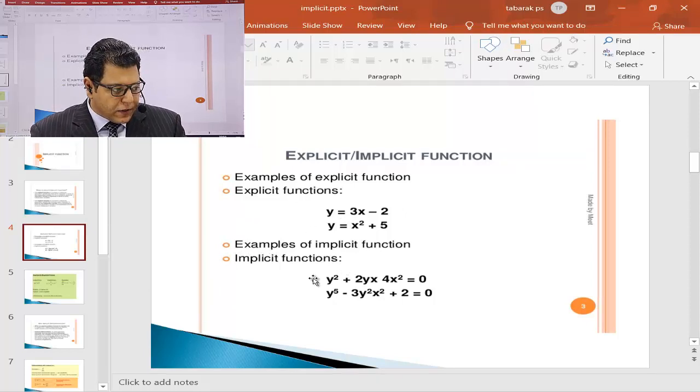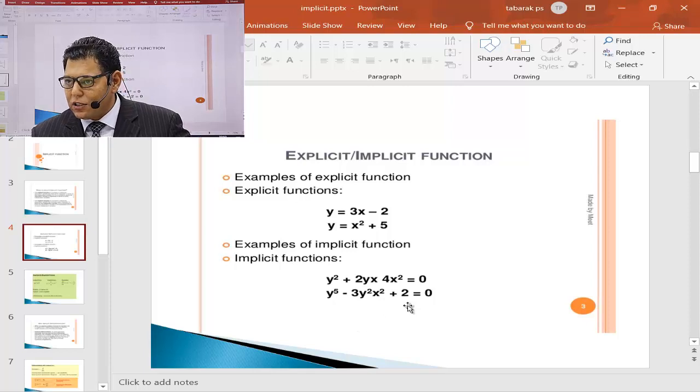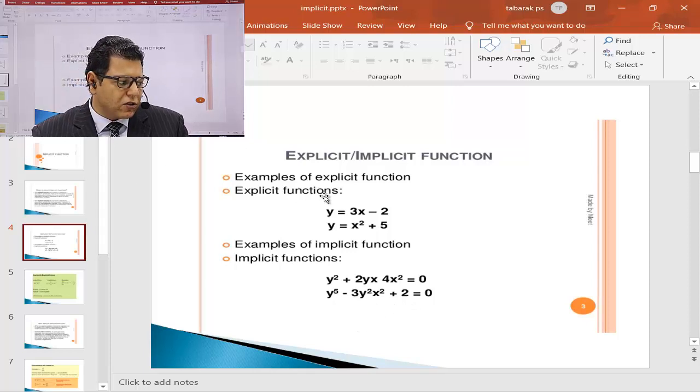I have here, first, y squared plus 2yx minus 4x squared equals 0. Or y to the power 5 minus 3y squared times x squared plus 2 equals 0. In both equations I have a mix of x and y, and it's hard to make one of them the subject. So this is called an implicit function, and the other is called an explicit function.